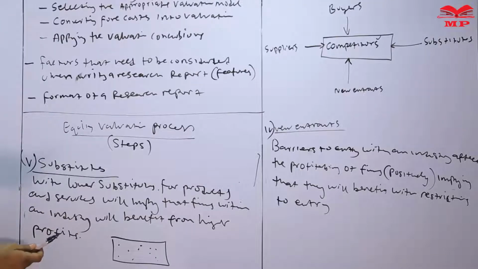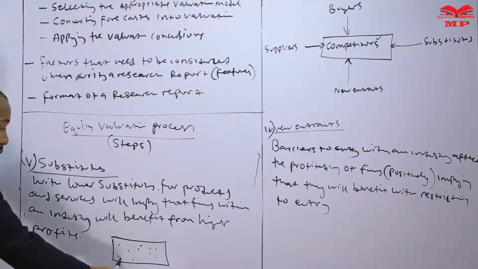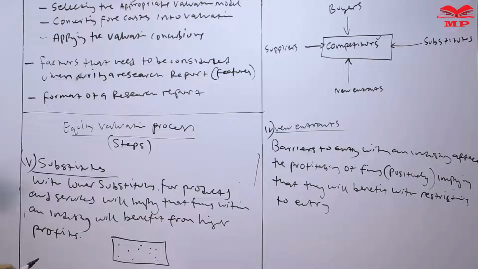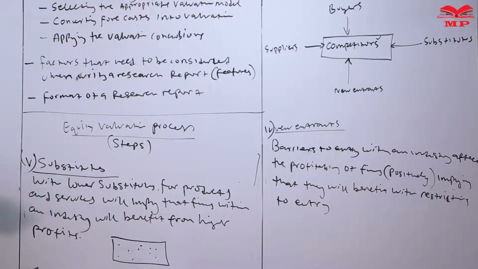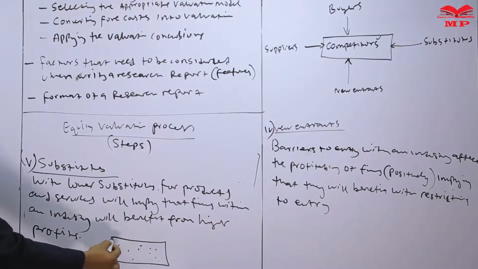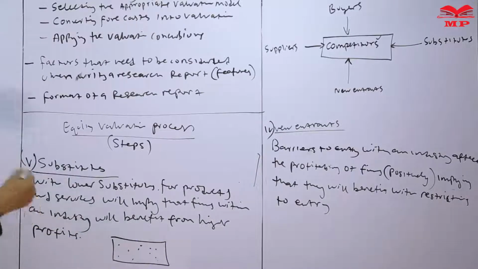Take, for example, a case like sugar. These are the players within the sugar industry. With fewer substitutes, maybe the alternative substitute for sugar is honey. Yes, there is sugar beet and other sweeteners which can be used for tea or other products. But with fewer substitutes, the profit potential for these farms will still exist. People will still consume sugar. That is the point that I'm trying to drive home about substitutes.